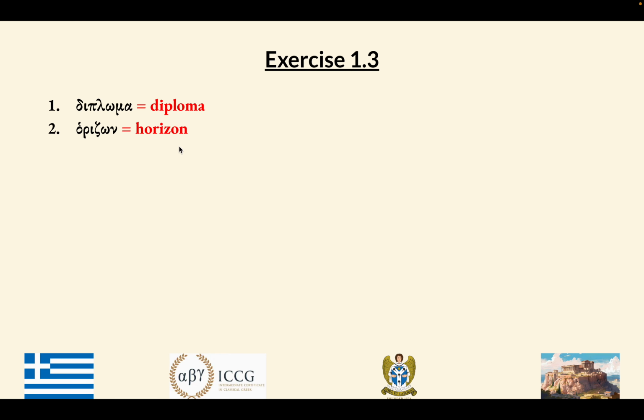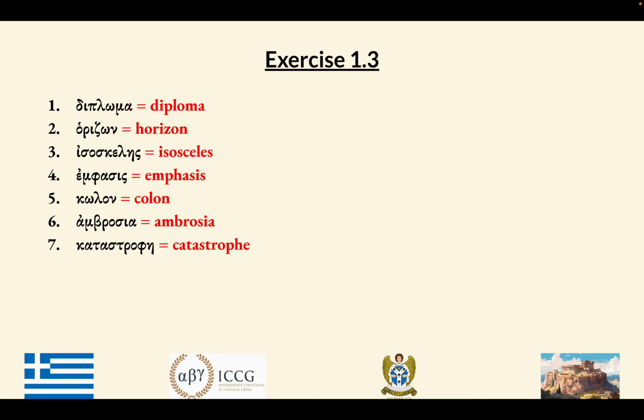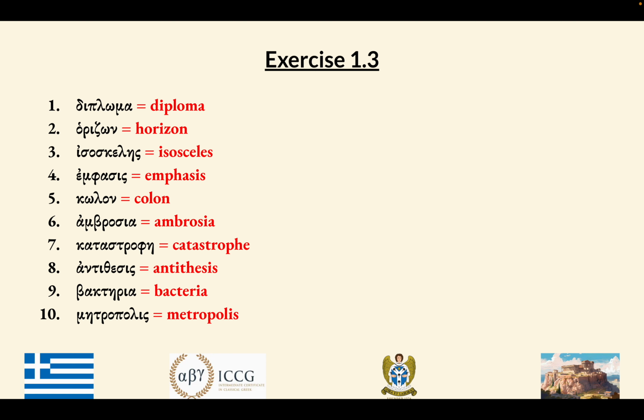Horizon. So if you look at that little letter C shape above the first letter, horizon, that's a rough breathing, so it adds an H sound to the beginning of the word. Then isosceles, emphasis, colon, ambrosia, catastrophe, antithesis, bacteria, and metropolis. So in English we say metropolis with a short E, but in Greek that word actually has a long E, so hence the eta after the mu at the beginning.